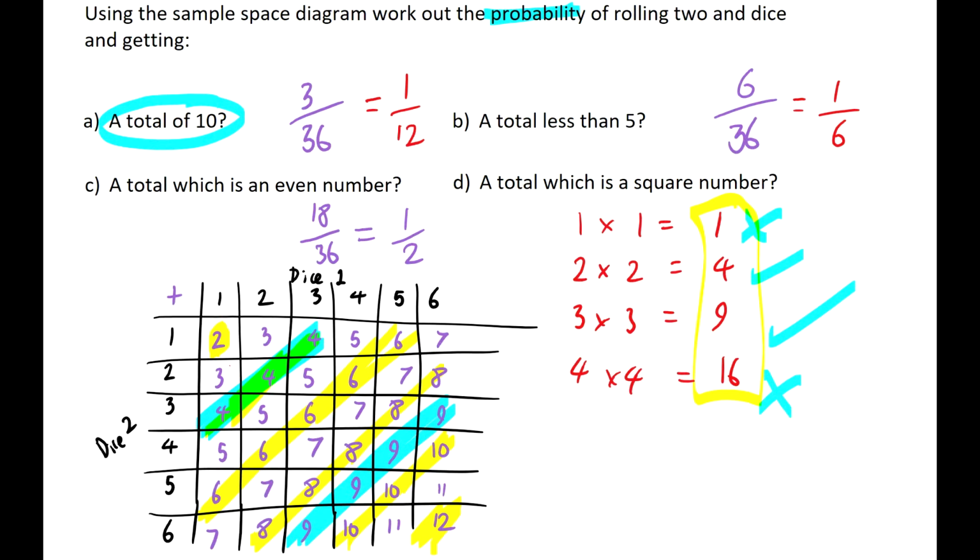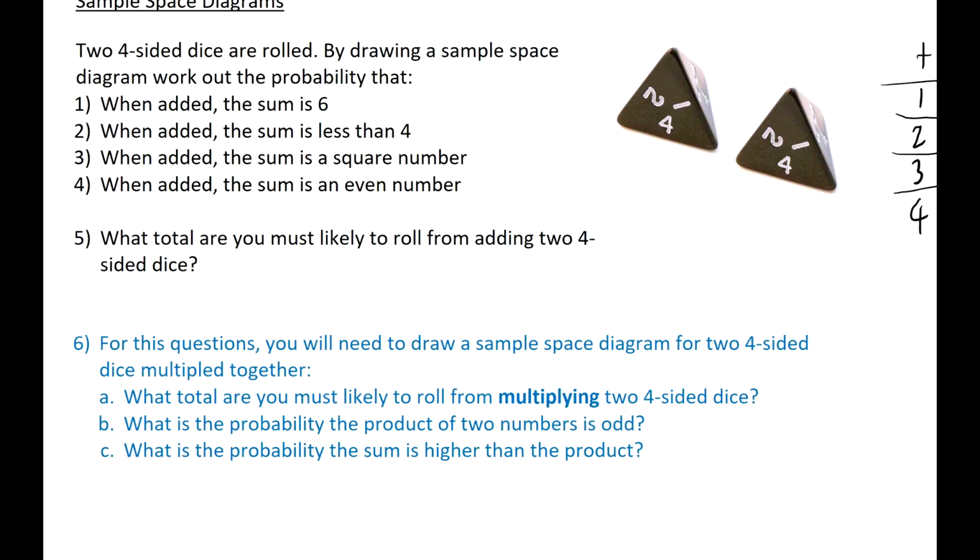How many square numbers do we have? We have 3 here and 4 here, to a total of 7. And that'll be 7 out of 36. Okay, some questions for you to try here. As always, I'll go through the answers in a few seconds, and I'll pause the video.